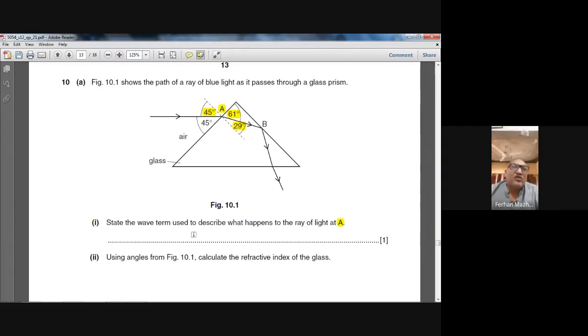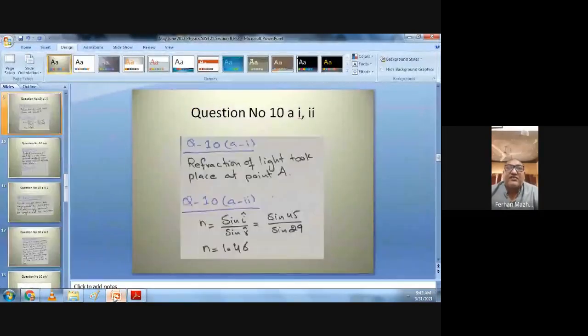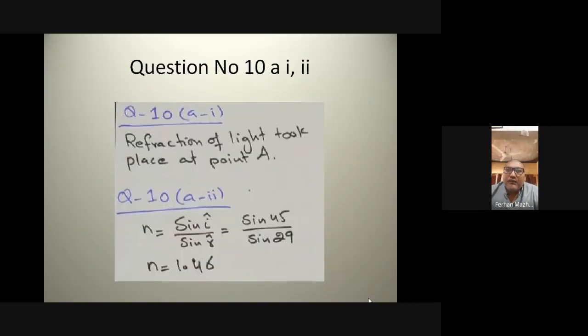Okay. So the refraction of the light has taken place. I have written this answer also. Refraction of the light took place at the point A. This is what you will write in your answer.